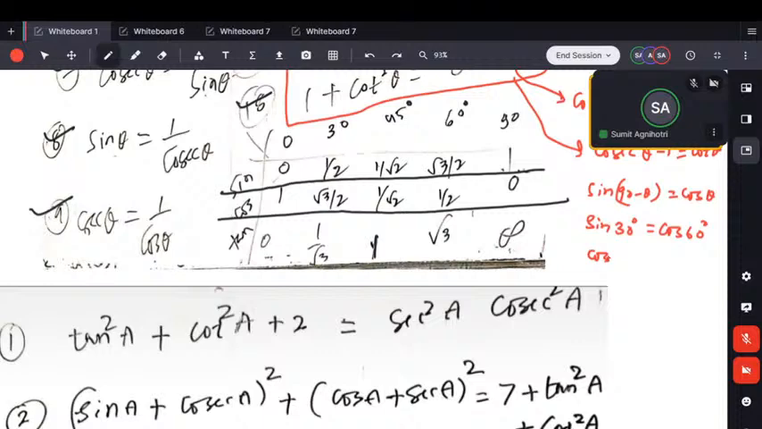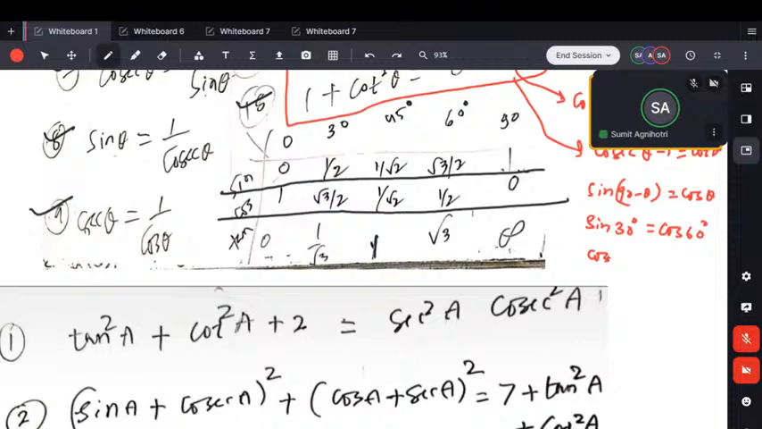You remember cos 0 equal to 1, cos 30 equal to sin 60, that is root 3 by 2, cos 45 is 1 by root 2, cos 60 is half, and cos 90 is 0. Tan is actually the ratio of sin and cos. Tan theta is sin theta over cos theta. That's why cot becomes cos over sine.